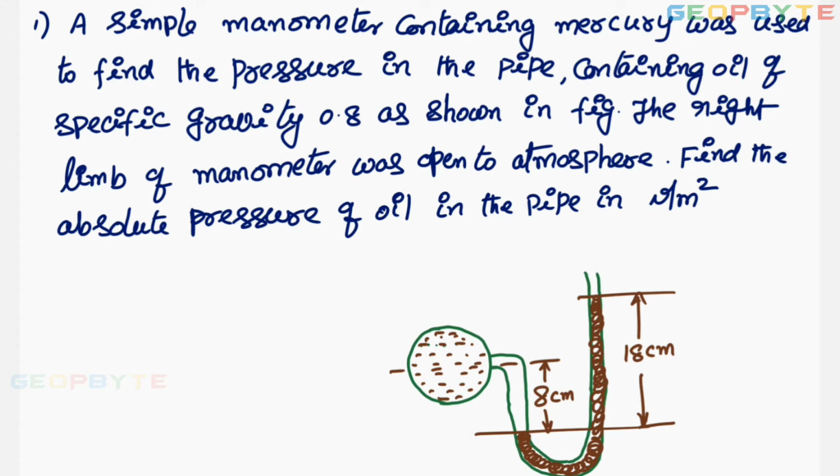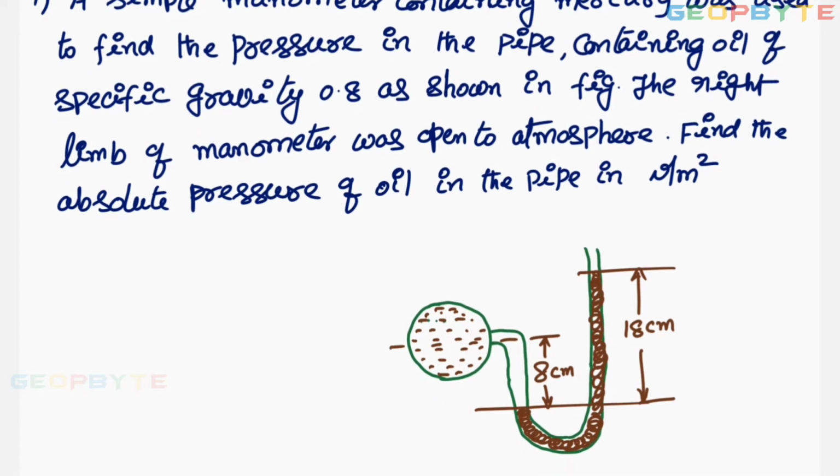A simple manometer containing mercury was used to find the pressure in the pipe. That means the material present in the manometer is mercury. Mercury specific gravity is 13.6. That need not be given; that is a standard value. The pipe contains oil of specific gravity 0.8. That means the pipe is carrying oil of specific gravity S equal to 0.8.